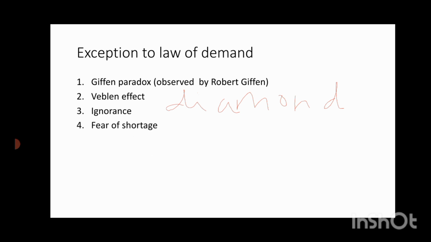And fear of shortage is also one of the exceptions. For example, if a war is expected in the future, then people will start purchasing the commodity now, because they have a fear of shortage. That is, they expect that in the future the product will be in short supply, and they may not get such products in the future.